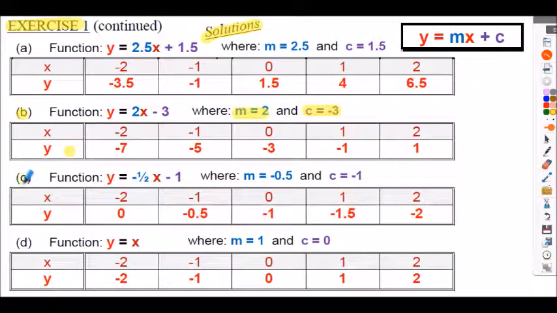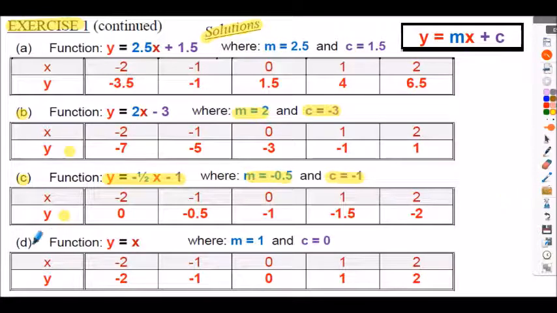For part C, we're given the equation y is equal to negative half x minus 1. So in this case, the m is negative a half, or negative 0.5 in decimals, and the c is negative 1. Make sure you've written it as negative 1. Again, the y values are shown in the table.